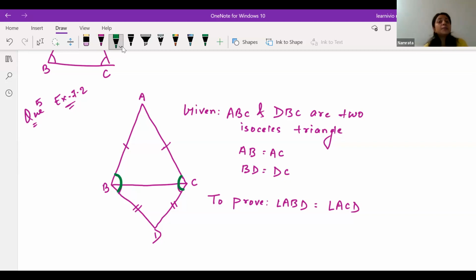How will we prove it? We'll take such triangles where angle B and angle C must come. Now, if you look at both the upside and the downside triangles, you can see ABD is not coming over there, and ACD is not coming over there. If we take this green triangle and this sky triangle, that might not work, because we want to prove that angle ABD is equal to angle ACD.